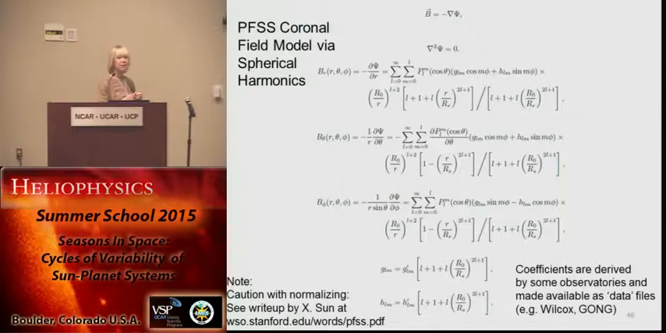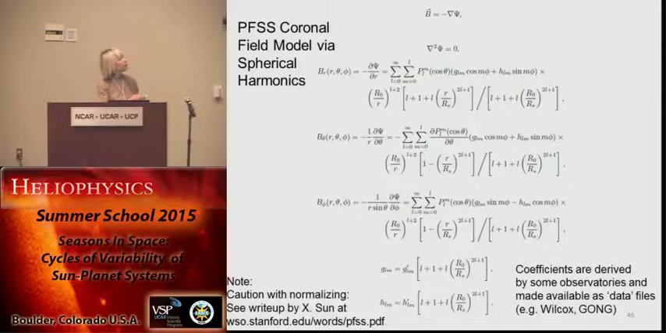You can go through it if you like. It's a fairly straightforward mathematical exercise. Bear in mind, if you do this, though, there are spherical harmonic coefficients online that are calculated by other organizations for people to use to reconstruct coronal field maps. But there are normalizations that are different from solution to solution. So you just have to be very careful, and there's a good document that was written up by Sun at the Wilcox Solar Observatory that you can consult if you want to read about the normalization issue.